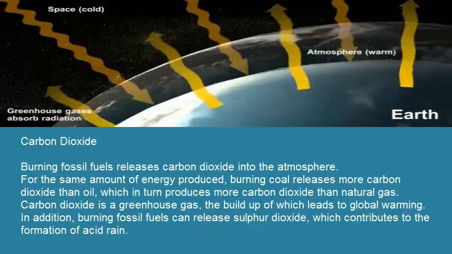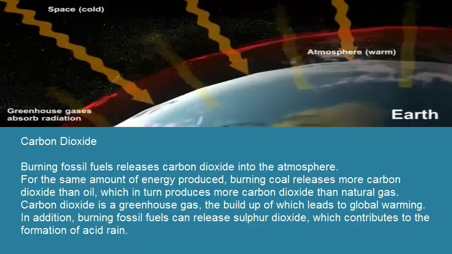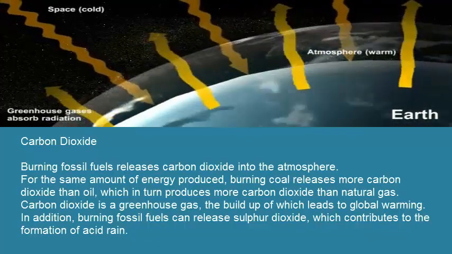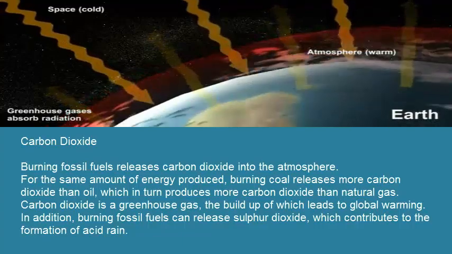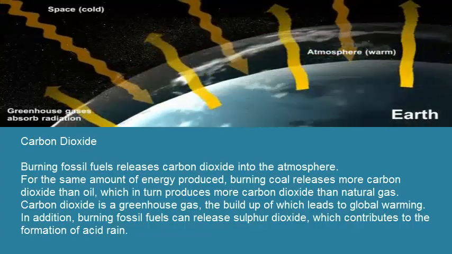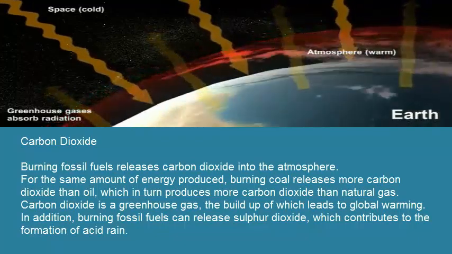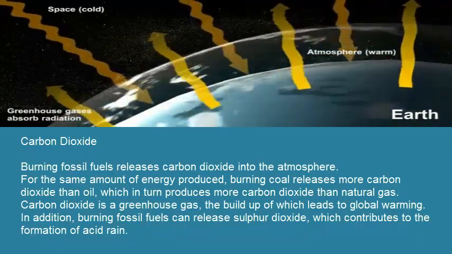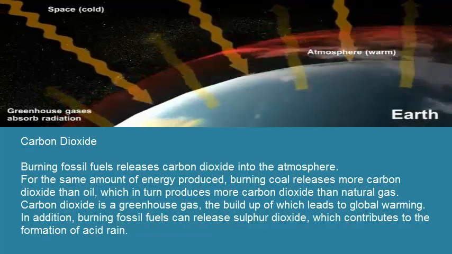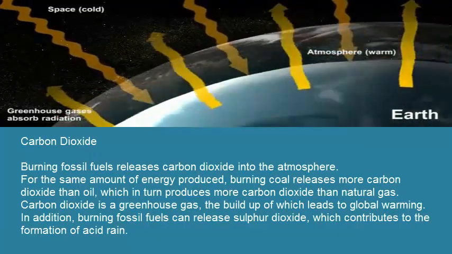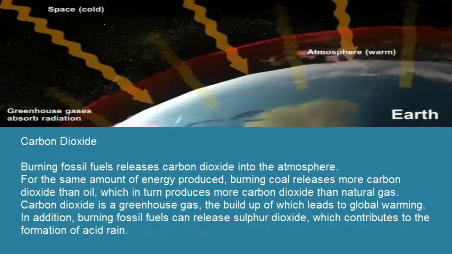Carbon dioxide. Burning fossil fuels releases carbon dioxide into the atmosphere. For the same amount of energy produced, burning coal releases more carbon dioxide than oil, which in turn produces more carbon dioxide than natural gas. Carbon dioxide is a greenhouse gas, the build-up of which leads to global warming. In addition, burning fossil fuels can release sulfur dioxide, which contributes to the formation of acid rain.